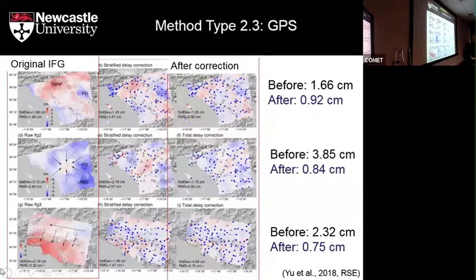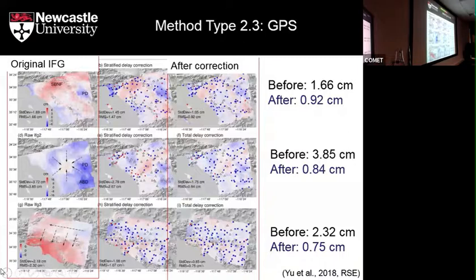The performance is very high because we have a very dense network here. The RMS of the phase measurement against the GPS displacement reaches less than 1 centimeter. So the performance is very high.